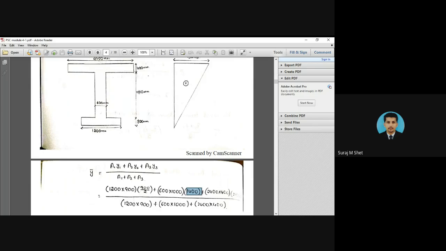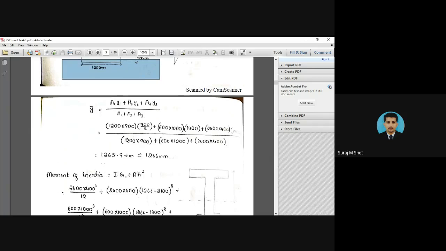y2 is equal to 500 plus 900. We'll get 1400, and this is 900 divided by 2, which is your y1. This is your y1, and this is your 2200. 2100 is this, this is your y3. From the base I am calculating. This is your y bar. So after substituting all the values, I'll get y bar is equal to 1266 mm. This is from the figure, y bar.